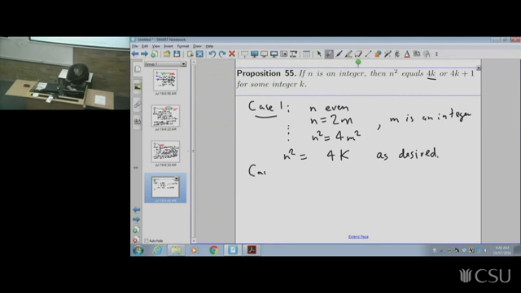Case 2 then would be what? What's our second case?